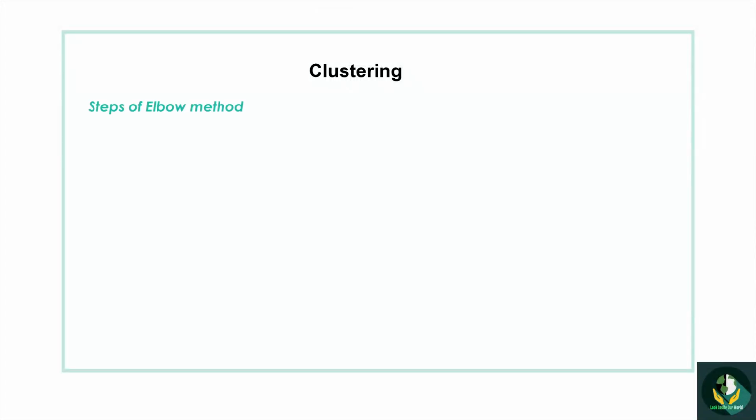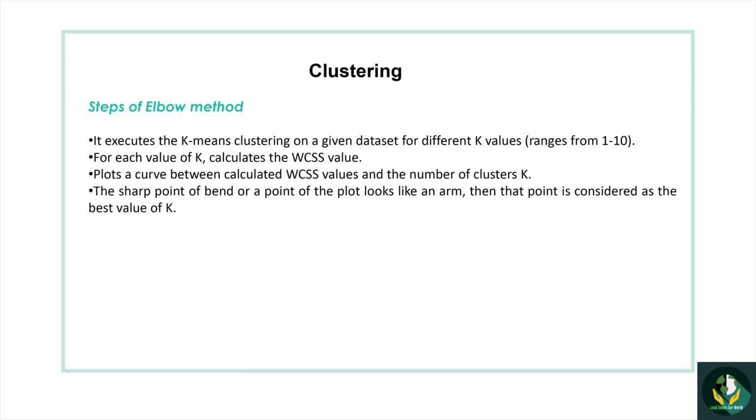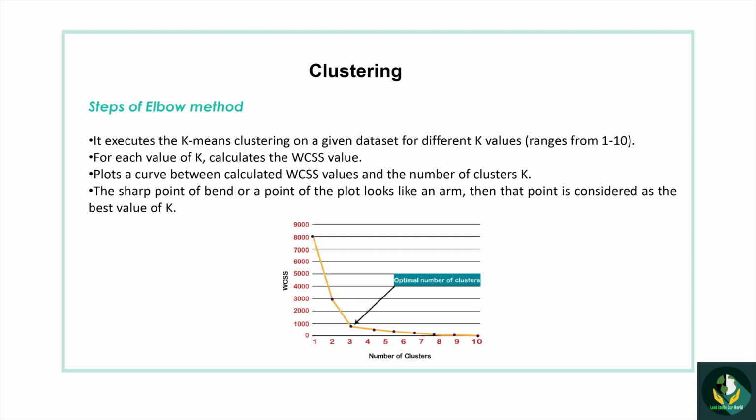To find the optimal number of clusters using the elbow method, we follow the steps mentioned on screen. Since the graph shows a sharp bend, which looks like an elbow, this method is known as the elbow method. The graph for the elbow method looks like the image below. The steps of the elbow method are the following.